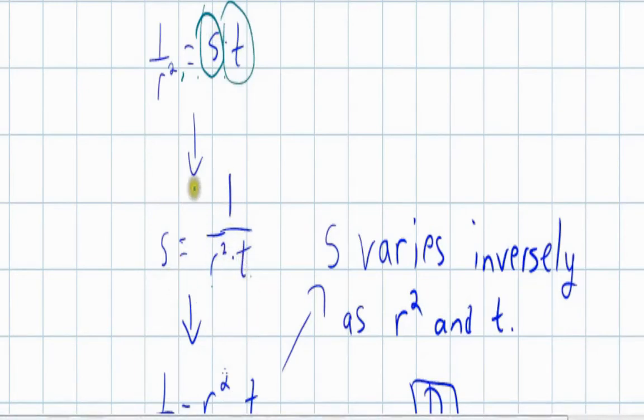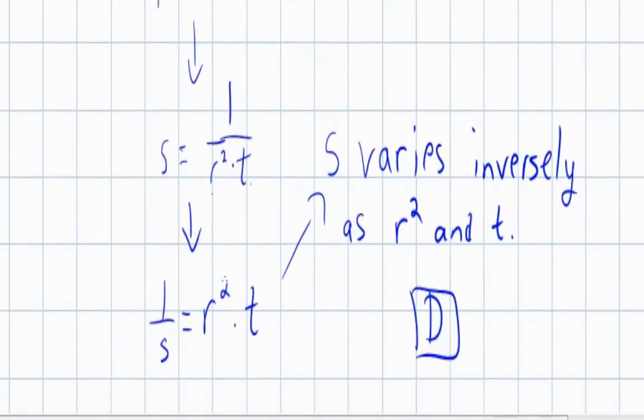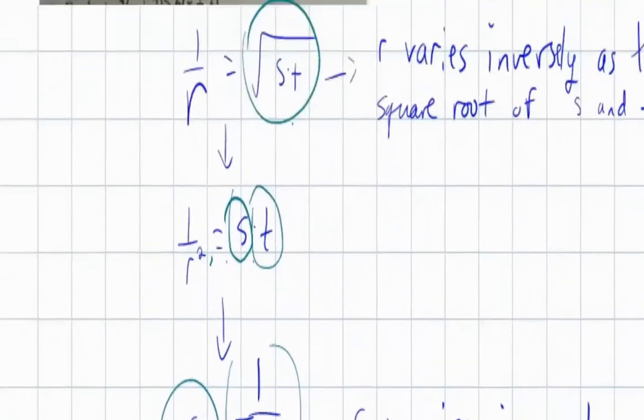So now here I am at this point, and remember they're asking how does s vary with r and t. Because they want r and t to be alone essentially, what I did was take the reciprocal of both sides. So now it's 1 over s is equal to r squared times t. So what is this saying? This is saying that s varies inversely as r squared and t, because r squared and t are together, and s varies inversely with it because it's inverted. And so that's your option D.